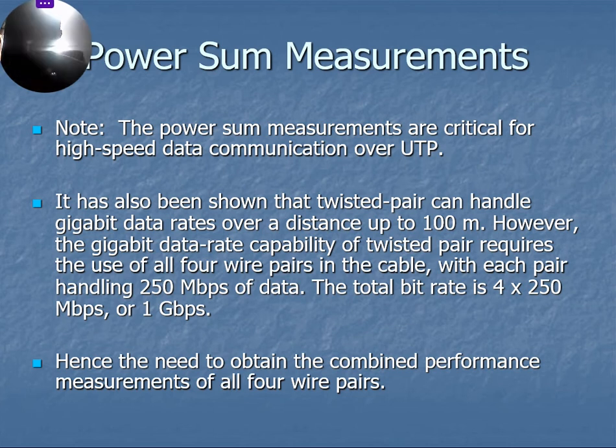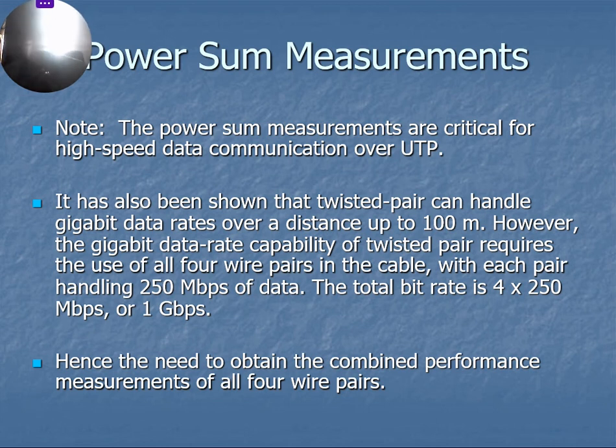Now, it has also been shown that twisted pair can handle gigabit data rates. Twisted pair can handle gigabit data rates over a long distance, up to 100 meters, not only optical fiber. Twisted pair UTP cables can handle this, not only optical. We're going to come to the chapter of optical fiber, which is a super emerging way of transmitting data.